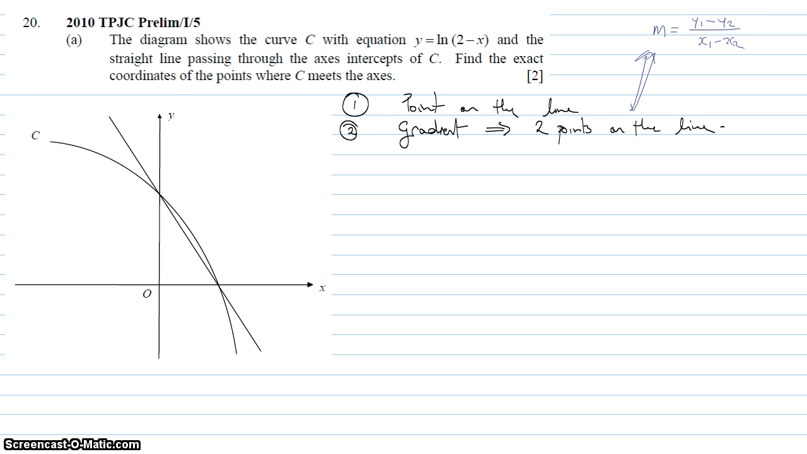So, what do I do? Well, I actually have 2 points on this line already. I've got this point here and this point here. How do I find them? Well, I know that they are the x and y intercepts of this equation up here. So all I need to do is find the x and y intercept of this equation. For the x-intercept, I set y equals to 0.